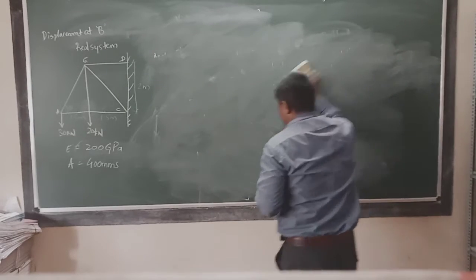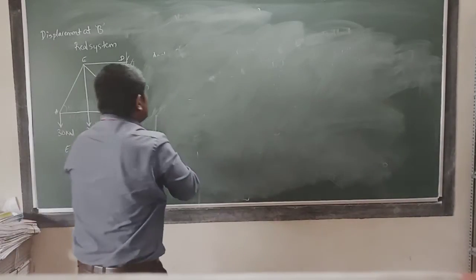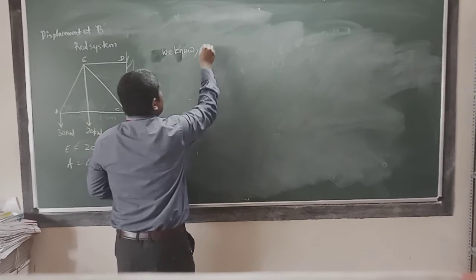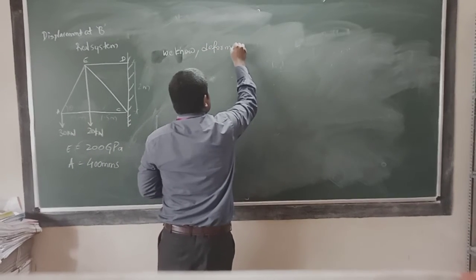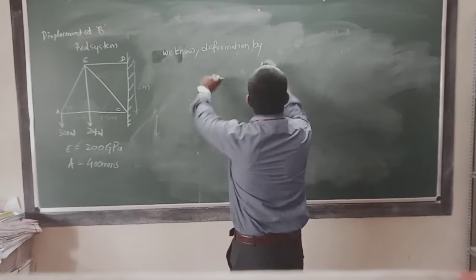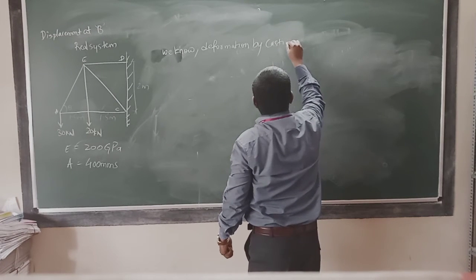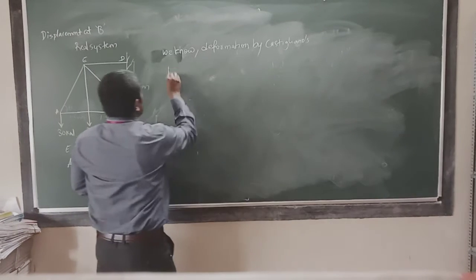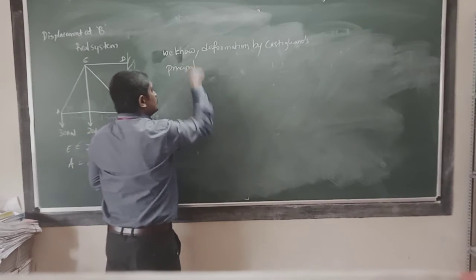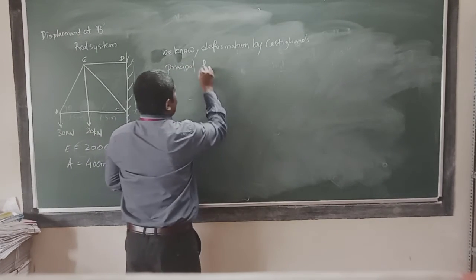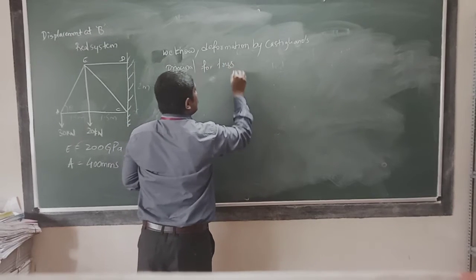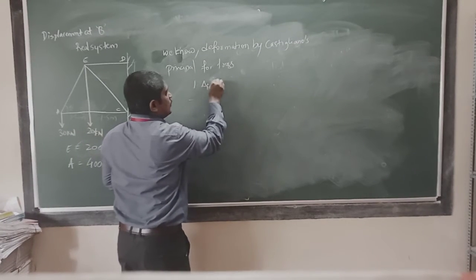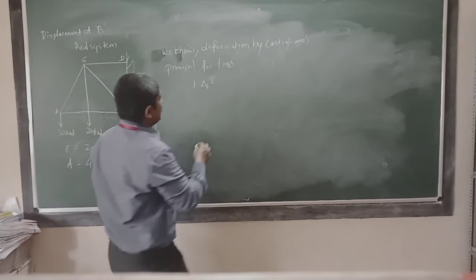So this is the final step which we are going to do now. So we know that equation, we know deformation by Castigliano's principle for truss is given by 1 into delta f. So in the theoretical part already we have proven this in yesterday's class.